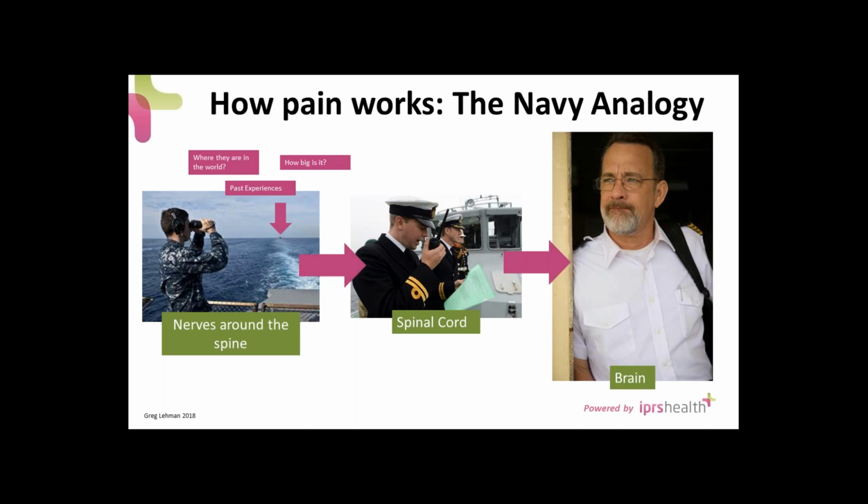So as we've said before, there's lots of different things that contribute to it, and it's how your brain responds to it based on previous experiences and based on lots of information. It's not as simple as something always equals the same amount of pain.